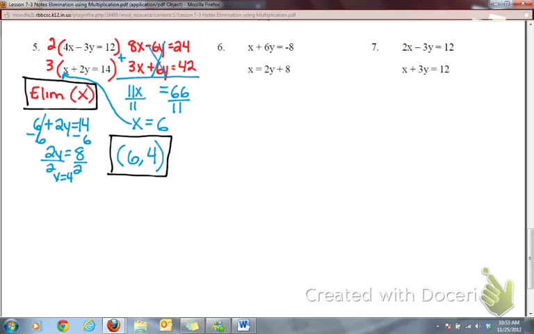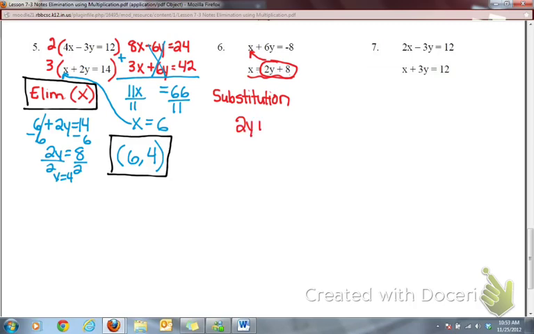Okay, problem number 6. Is one of the equations already solved for one of the variables? Well, yes, it is. This second equation tells me x equals 2y plus 8. That means I can substitute 2y plus 8 in place of x in the first equation. So I'm going to use substitution. And let's just get right to it. So we're going to substitute 2y plus 8 in for x in that first equation.